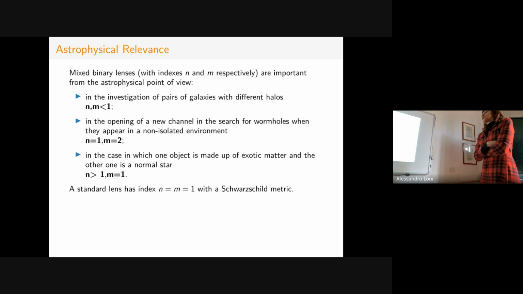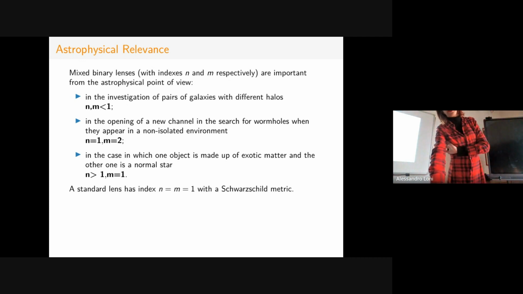So in the case in which one lens has an index 1 and the second lens has an index 2, because as we said, n equal to 1 is for ordinary matter, while m equal to 2 is for the wormhole. Another interesting channel is the case when one object is made up of exotic matter and the other one is a normal star, so n is greater than 1 and m is equal to 1. We refer to a standard lens when we have both indices equal to 1. We also call this standard case the Schwarzschild case, because we have a Schwarzschild metric for the two objects.